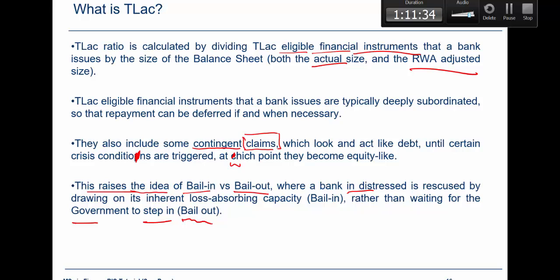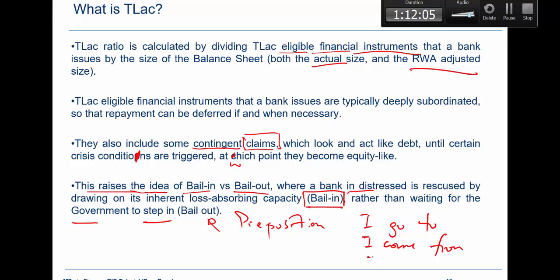Now, I think you bail someone, you bail them out. Bail-in, grammatically, I've never heard of that in English until recently. Okay, but they want to contrast. The preposition for bail should be out. You know what a preposition is? Huh? I go to, I come from, I bail out. Okay, bail should be followed by out, but anyway, they come up with this idea of bail-in.